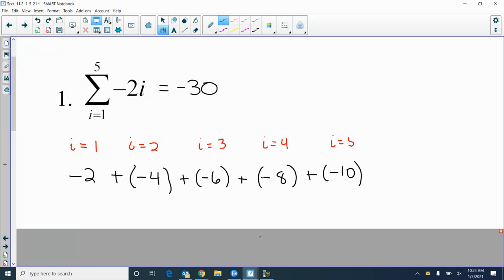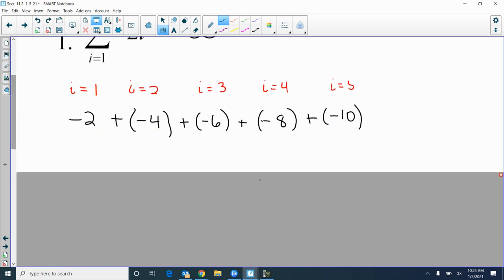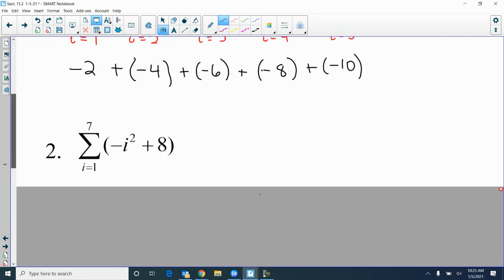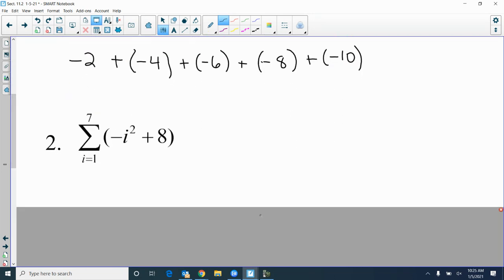And I know on your papers it's a little bit different in terms of notation because I couldn't get it to print out where the 1 was down below and the 5, I had to do it to the side. I'm not sure why. But it means the same thing. All right, let's take a look at that second one.